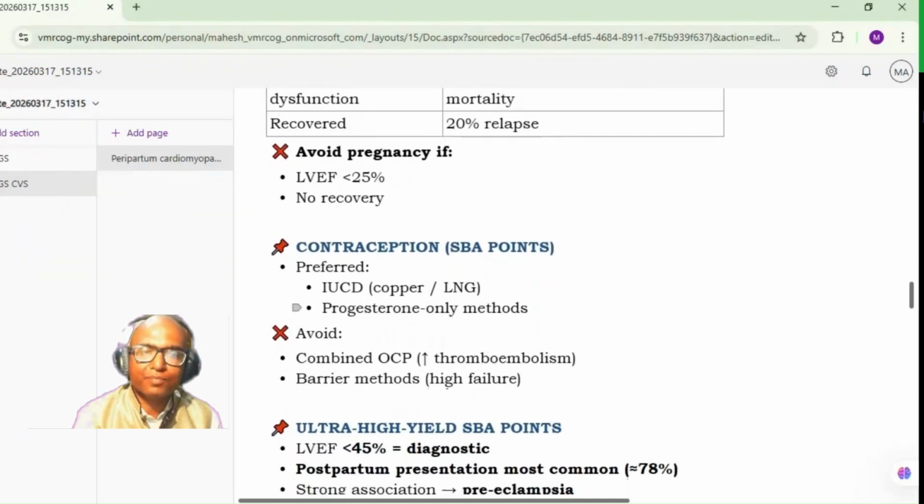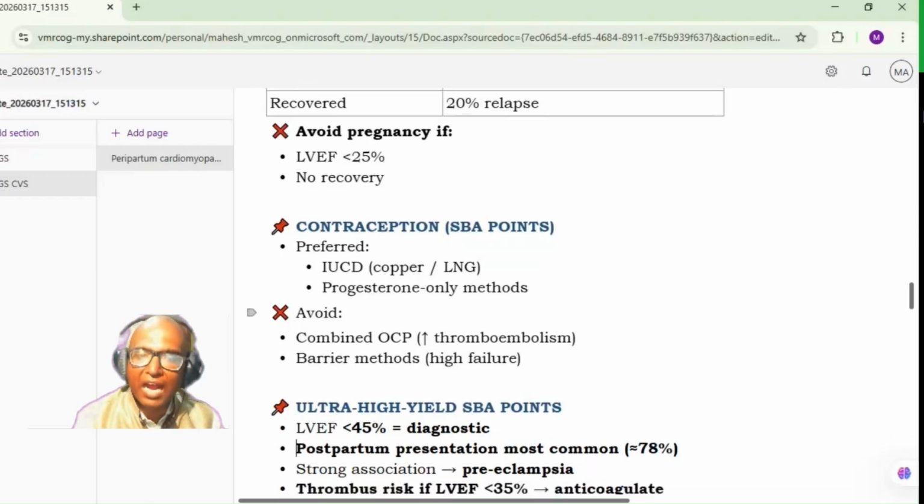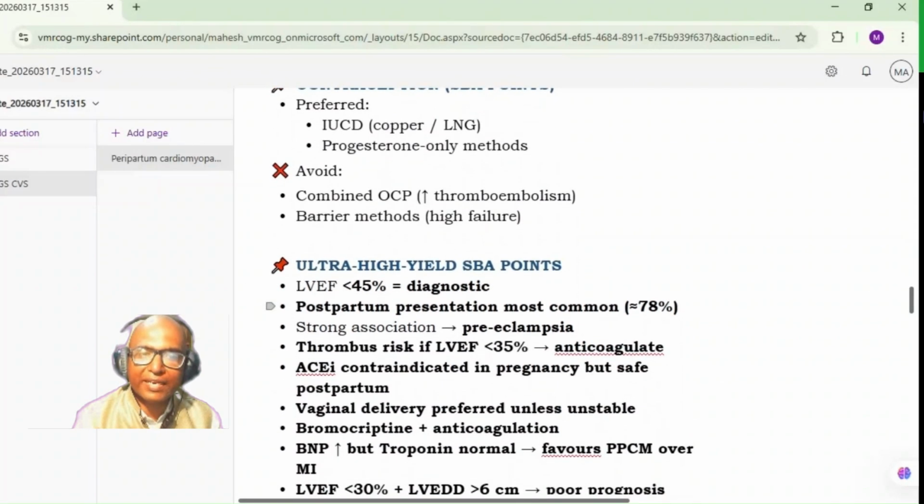What is the contraception? Preferred is IUCD, that is copper or LNG. Progesterone only methods can be used. COCPs are to be avoided. Barrier methods will have a high failure rate. Okay. So what is the take home message?